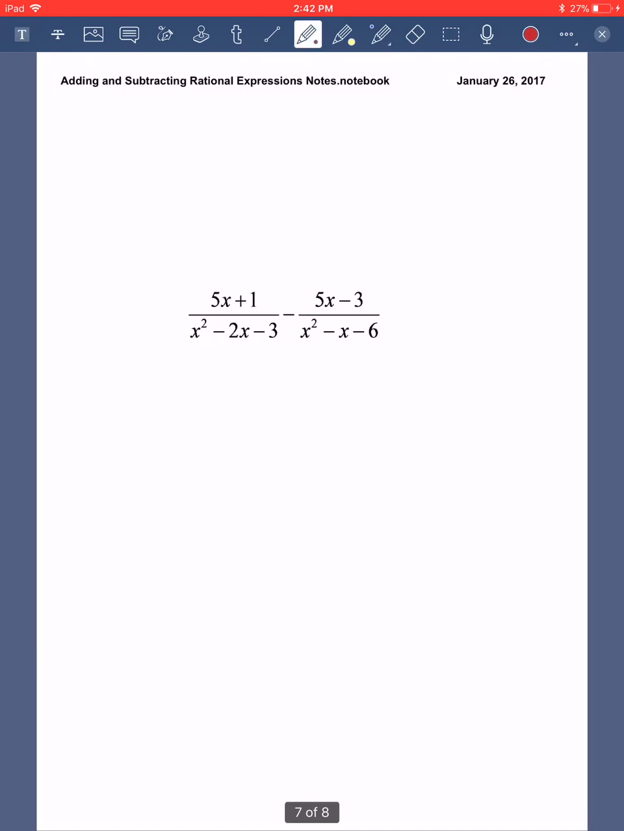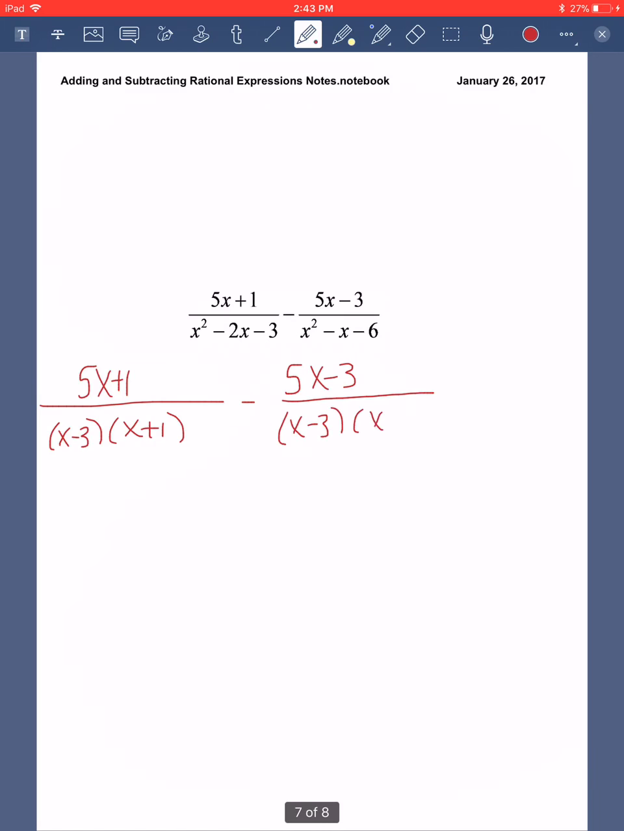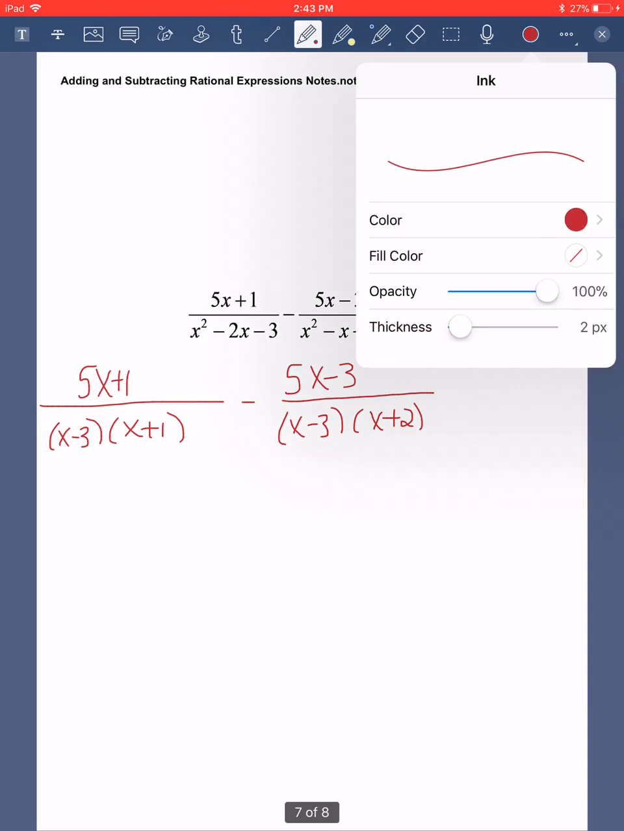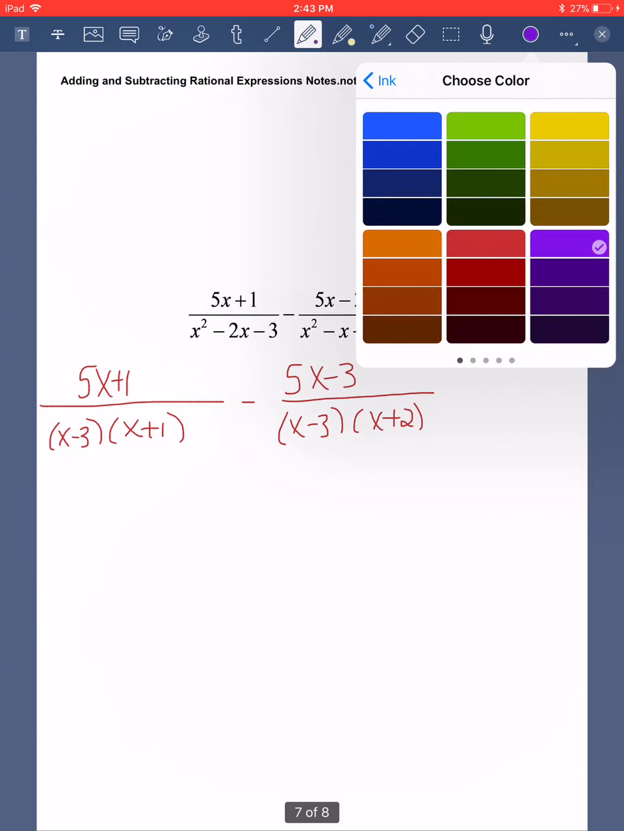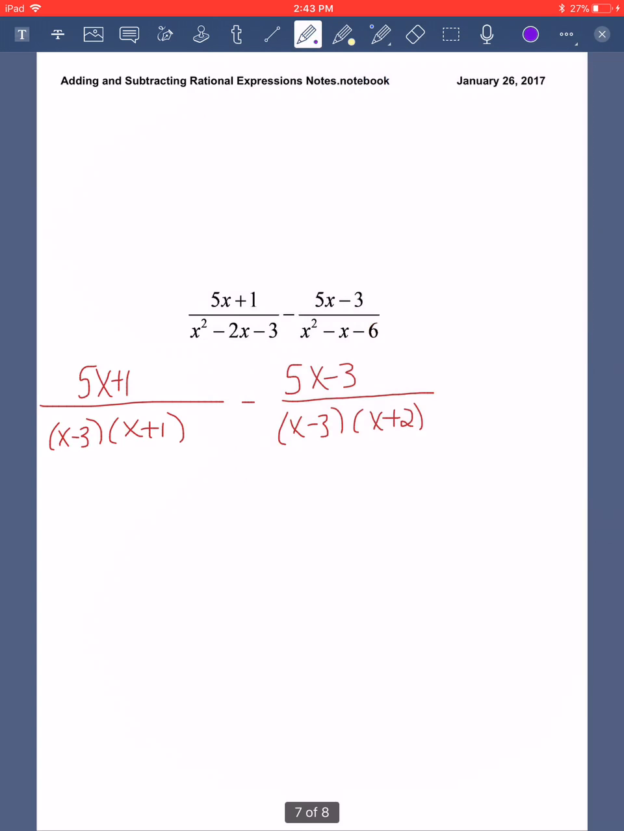Okay, I've got 5x plus 1 over x squared minus 2x minus 3 minus 5x minus 3 over x squared minus x minus 6. So let's factor. So 5x plus 1 doesn't do anything. Over x squared minus 2x minus 3 factors to be x minus 3, x plus 1, minus 5x minus 3 over x squared minus x minus 6 factors to be x minus 3, x plus 2. I can't simplify out any of my factors, so let's get a common denominator.